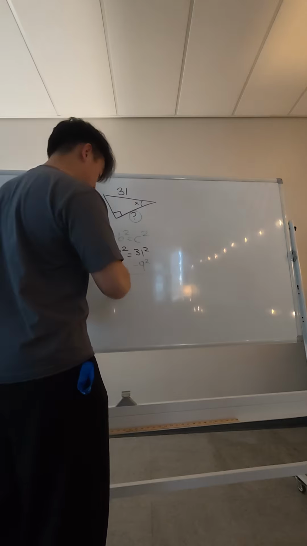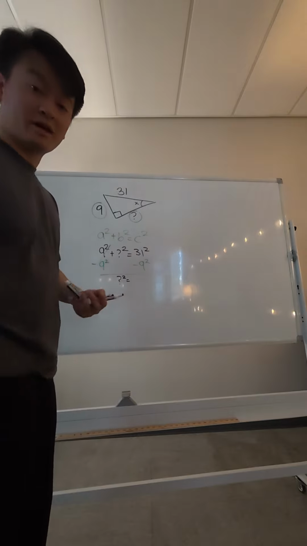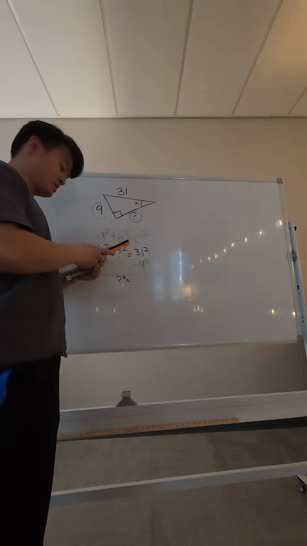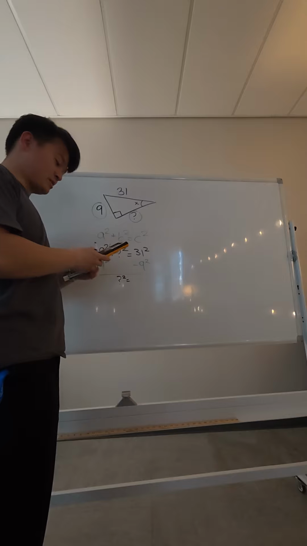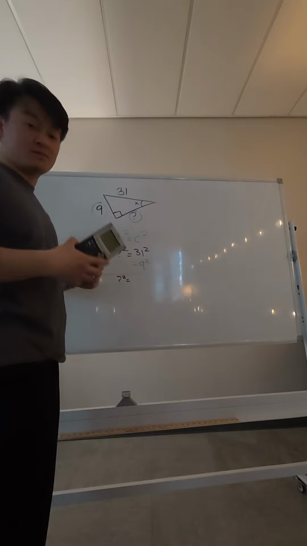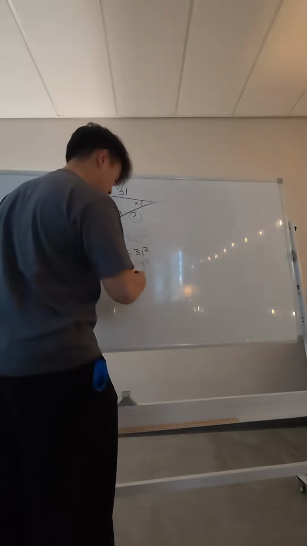Question mark squared equals 31 squared minus 9 squared. And so what I'm going to do is write that in my calculator. 31 squared minus 9 squared gives me 880. So I'm going to write that, 880.